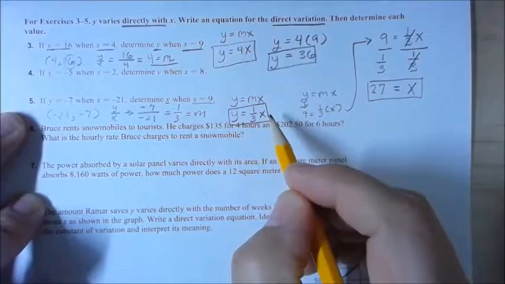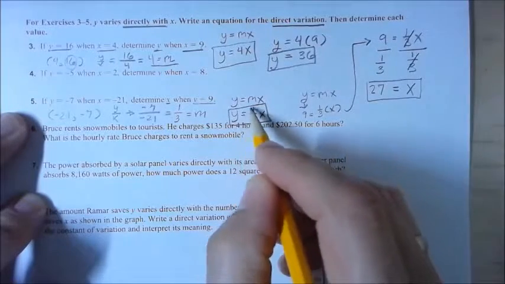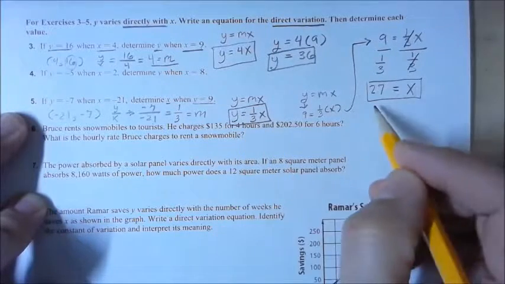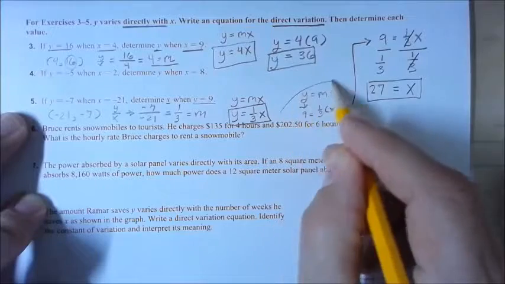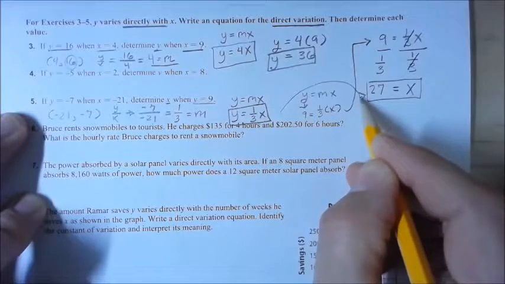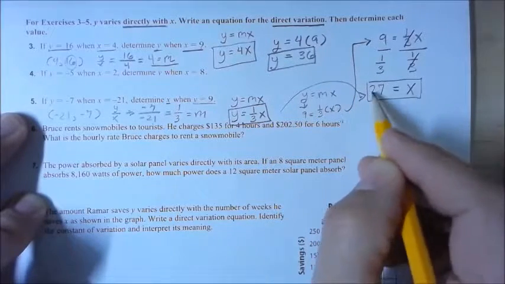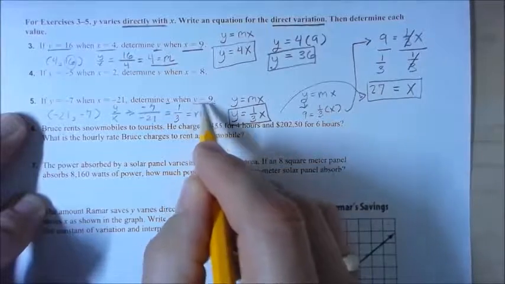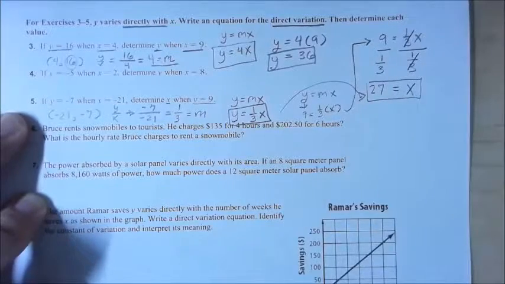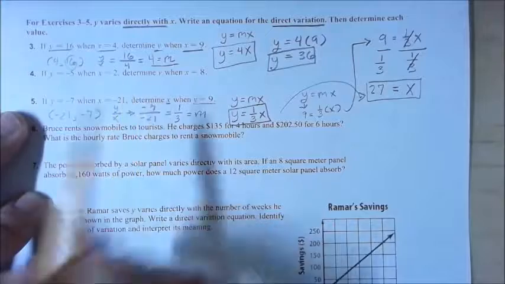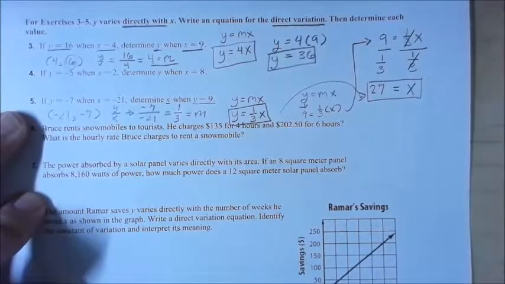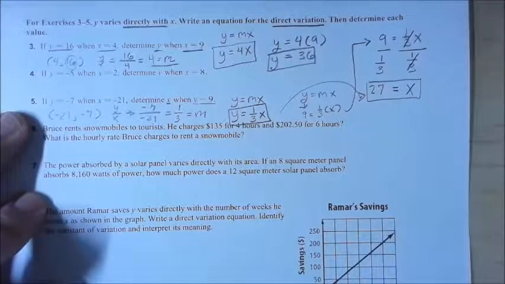So the first part of the answer is y is equal to 1/3 x. That's our equation. The second part of the answer, and I'm just going to draw a little arrow over here, is right there. And it's x is equal to 27 when y is equal to 9. So again, try to do number 4 on your own. Raise your hand if you have any questions, and I'd be more than happy to come over and help you work through it.